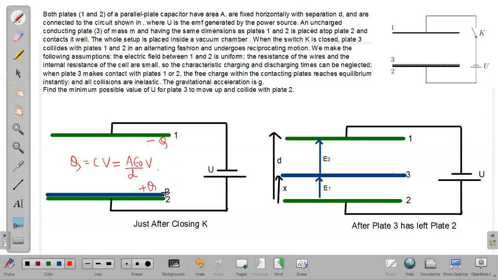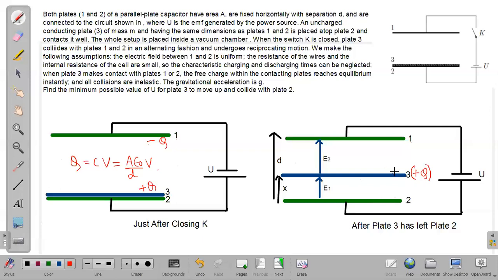This is the charge on plate number 3. So just after closing the switch, the plate number 3 has a charge of plus Q and plate number 1 has a charge of minus Q. Now, when the plate 3 has left plate number 2, the total charge on the plate number 3 has to be plus Q by the conservation of charge.